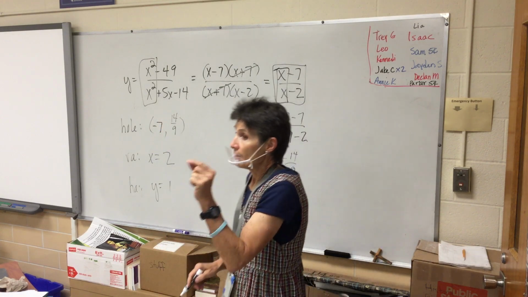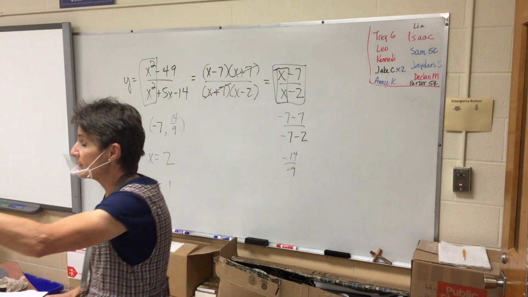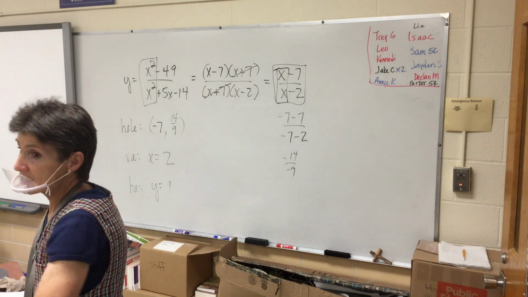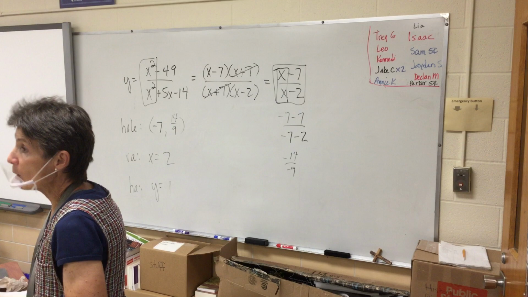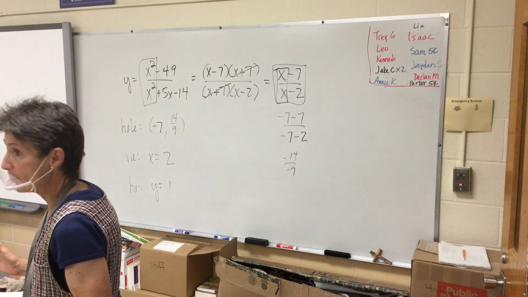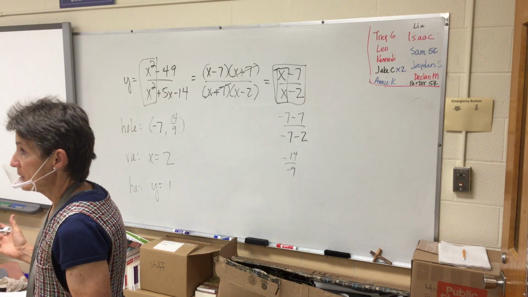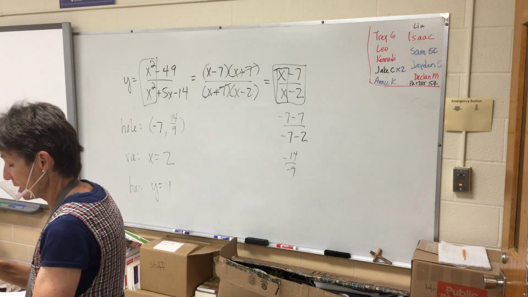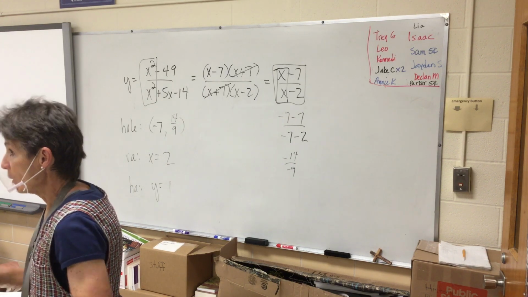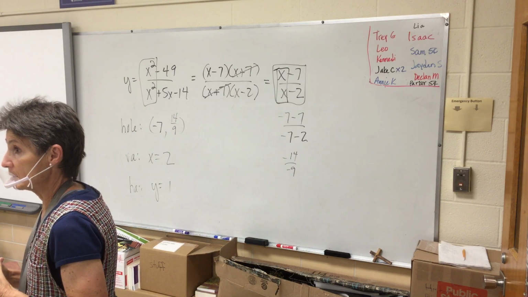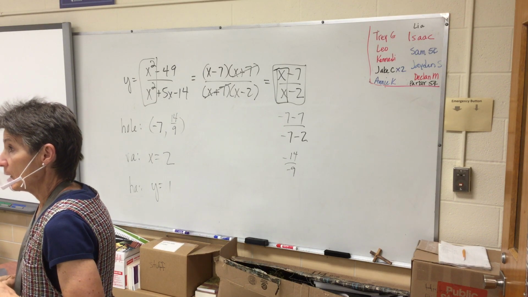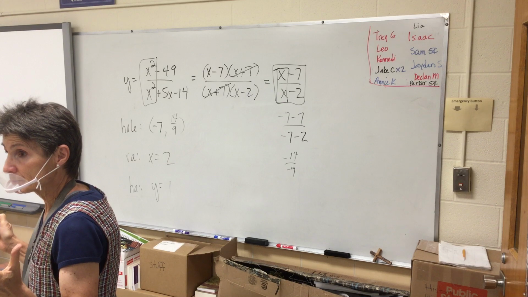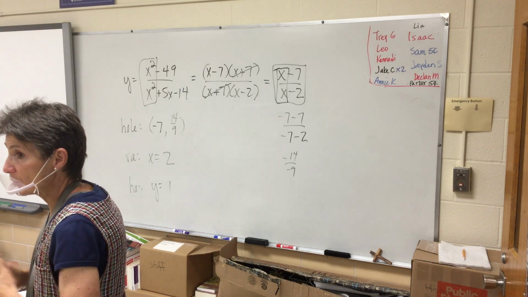Now, I warned you, and I'm starting to take off points. When you write your asymptotes, they are equations. If you just put a number, you're missing half credit. It's x equals for the verticals and y equals for the horizontals. And then the hole is an actual ordered pair of points. All right, does that clear that up? All right, anything else from the quizzes?